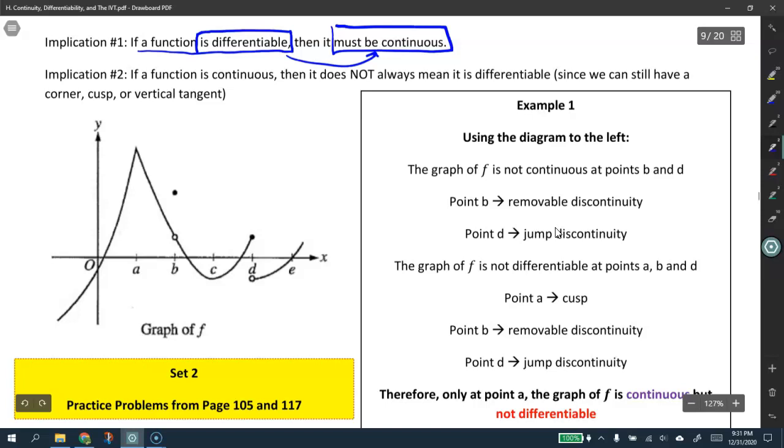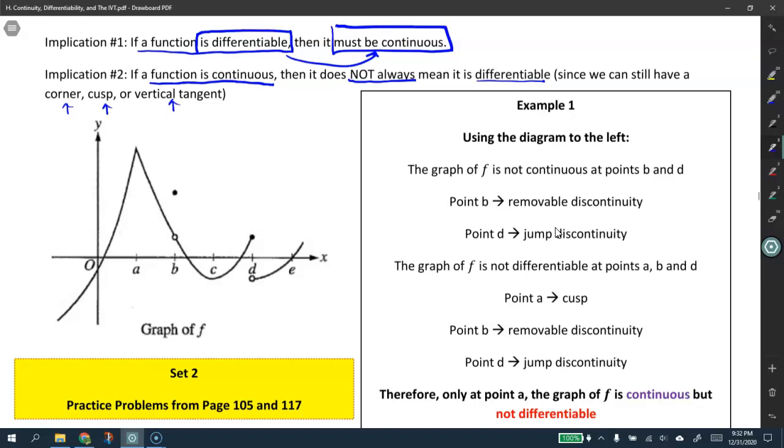You just want to pause and think about that for a second, and I agree that actually that would work, right? But here is the one that's often misunderstood by students. If you've been told that a function is continuous, then it does not always mean that it's differentiable, because we learned that there are three cases where you could still be continuous, but you're not differentiable there.